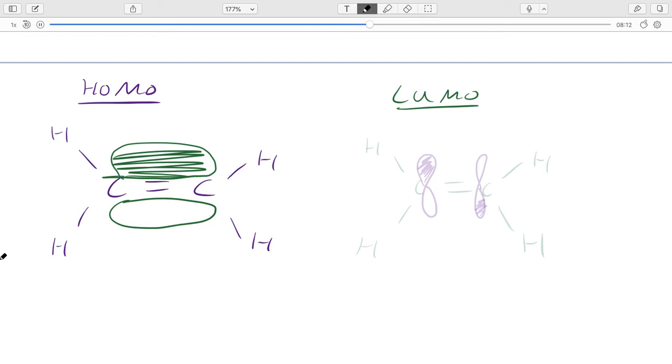And then the LUMO. Honestly, I'm surprised that this is on this week's problem set and not last week's problem set. But that's okay, because now we understand more.